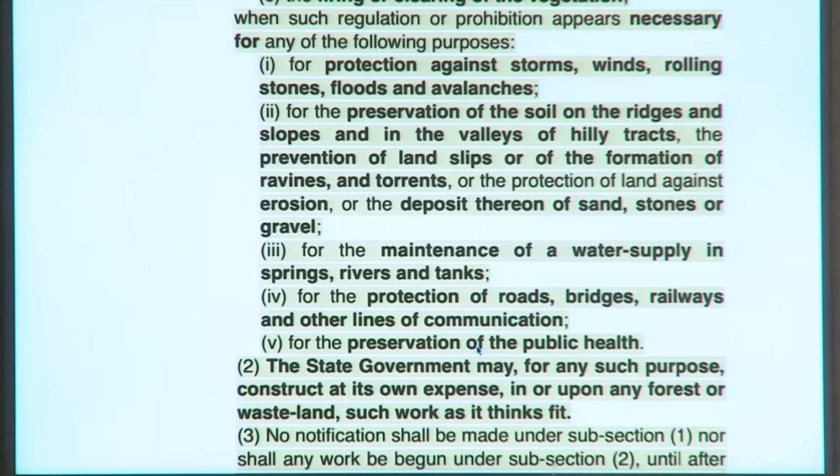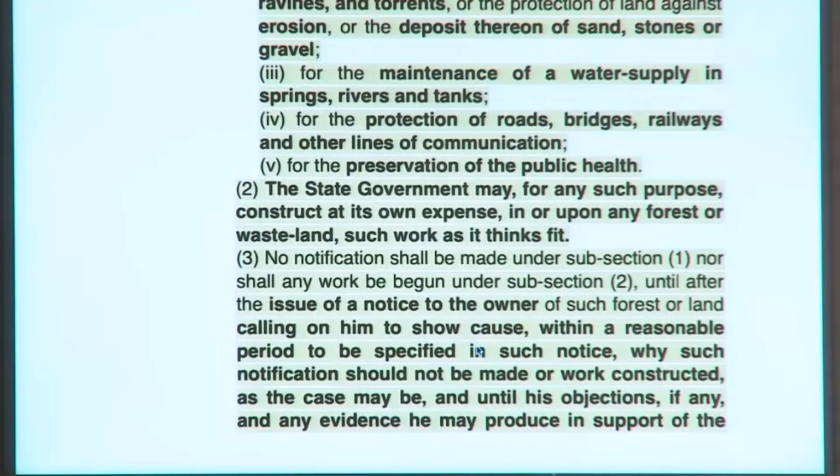Now, these purposes are public purposes: protection against storm, wind, rolling stones, floods, avalanches, preservation of soil on the ridges and slopes and in the valley of hill tracts, the prevention of landslips or of the formation of ravines and torrents, or the protection of land against erosion or deposit thereon of sand, stones and gravel, for the maintenance of a water supply in springs, rivers, tanks, protection of roads, bridges, railways and other lines of communication, or for the preservation of public health.